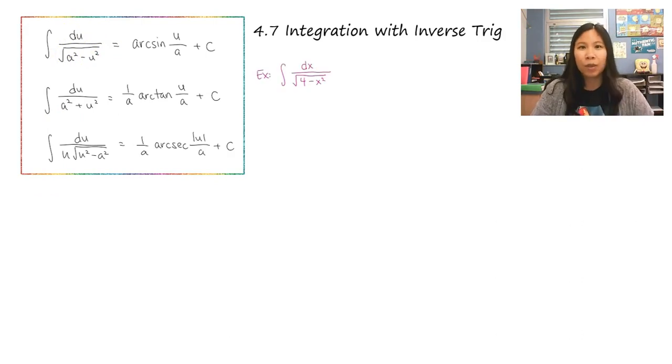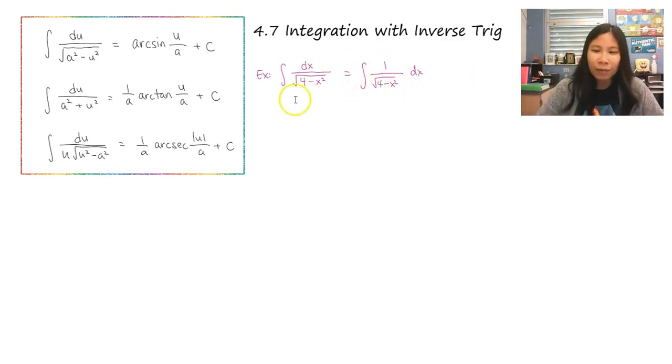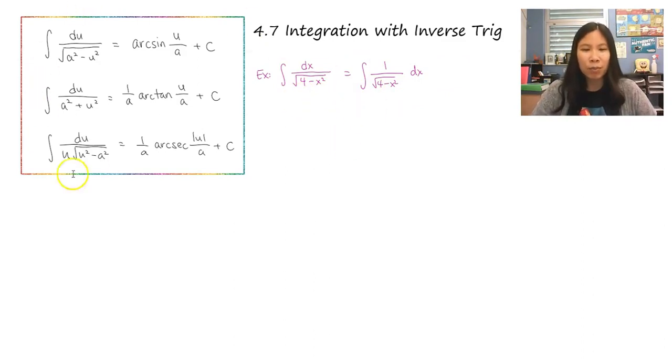So here we go. We're going to start off nice and simple here with the integral of dx over the square root of 4 minus x squared. Sometimes you might also see this written like this, where it's 1 over the square root of 4 minus x squared times dx. Hopefully you understand these two are the exact same thing, because if you multiply dx on top, you get the same thing.